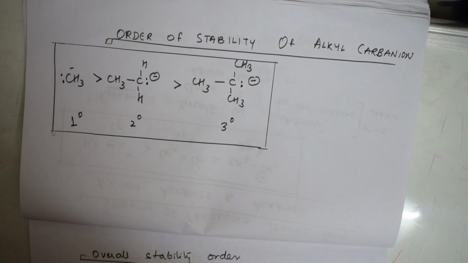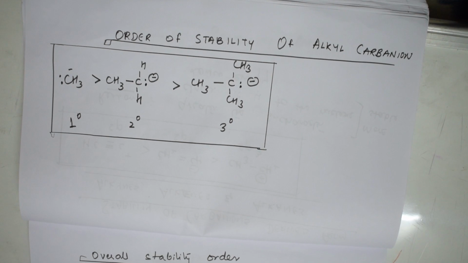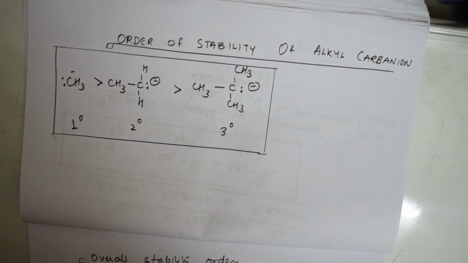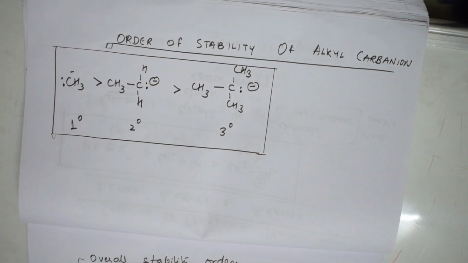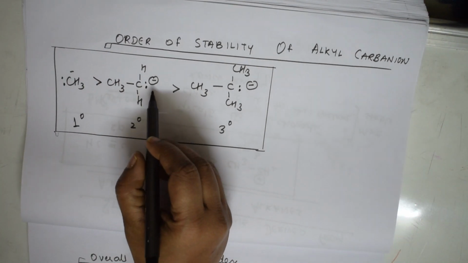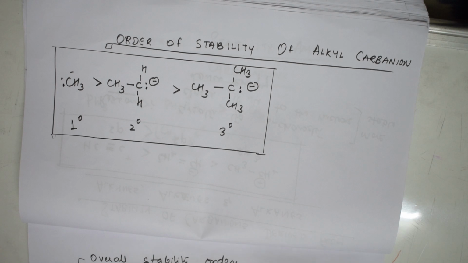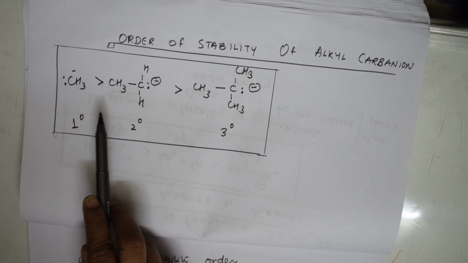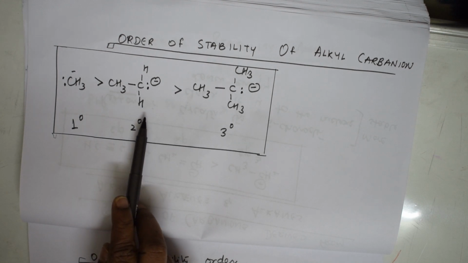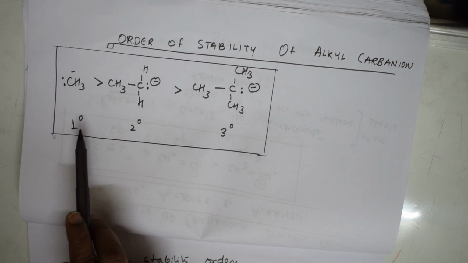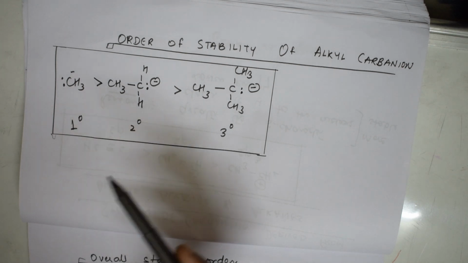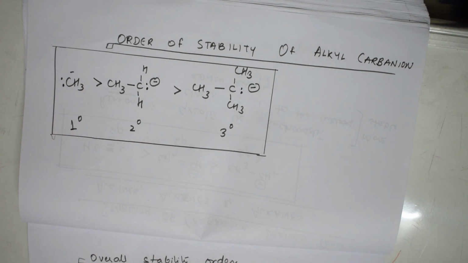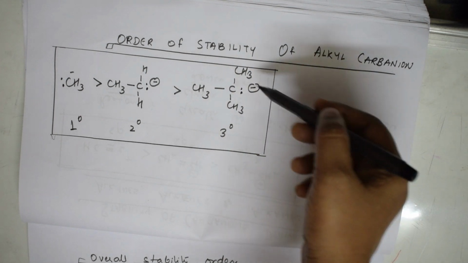Right students, now let us see the next question, that is order of stability of alkyl carbanion. So here remember, free radical we have seen, carbocation we have seen. Now let us see the carbanion. So carbanions are nothing but negatively charged species, isn't it? Right. So here they have given an order. Methyl carbanion is more stable than primary carbanion, which is more stable than the secondary, then tertiary carbanion, where you have 3 alkyl groups.